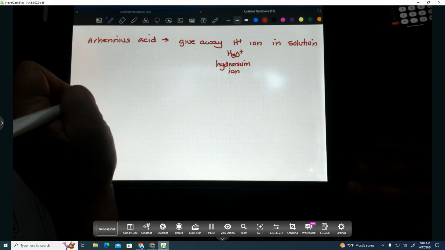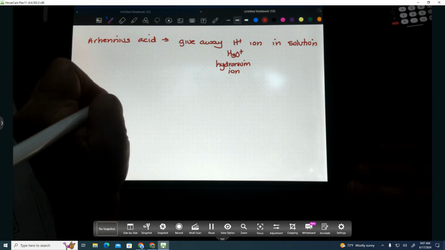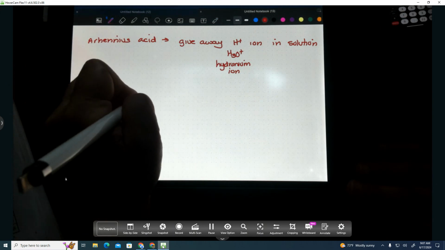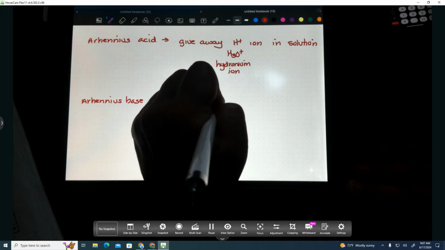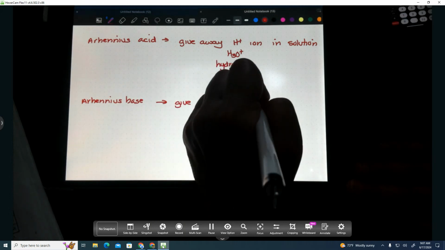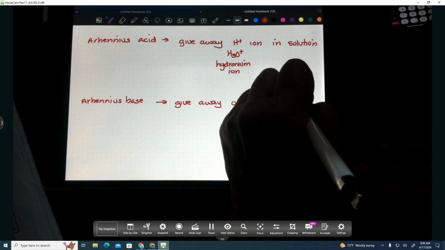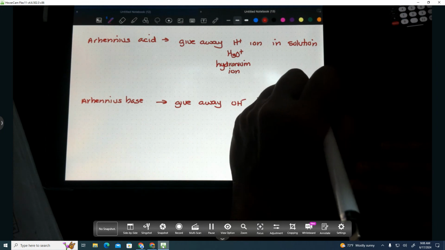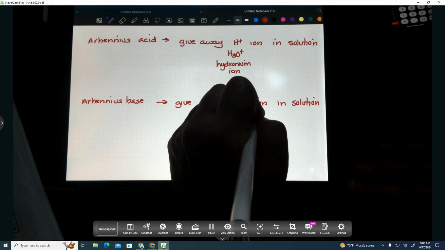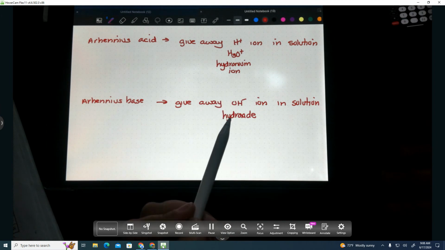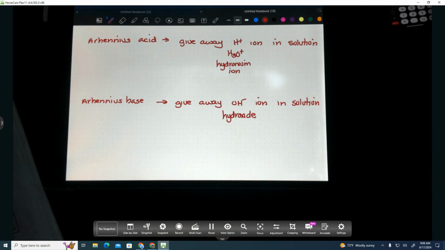An Arrhenius base gives away an OH minus ion in solution. The OH ion is called a hydroxide ion. And these hydronium and hydroxide are listed on your polyatomic ion Table E.